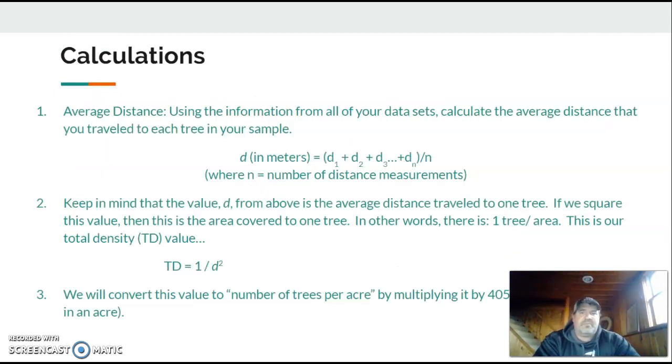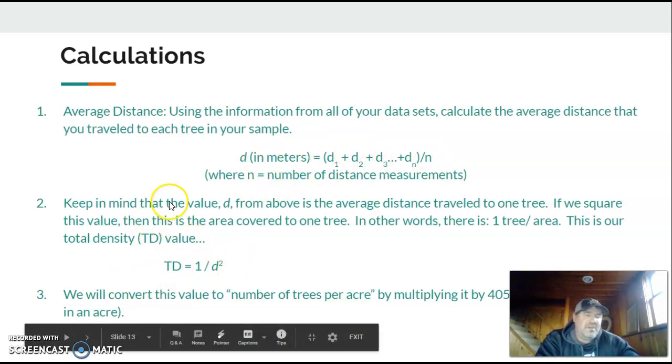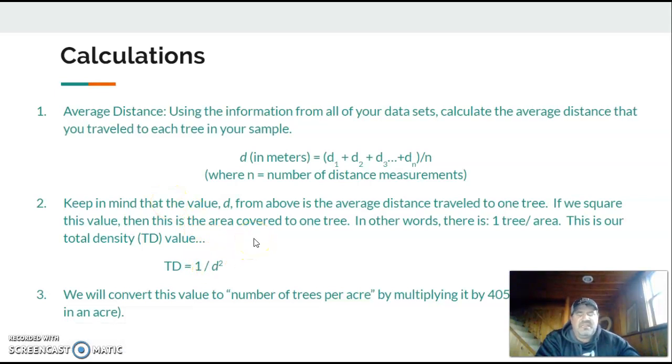So ultimately what you're going to do is figure out your calculations. You're going to calculate your average distance in meters to any tree in your plot. So you had 16 trees, you divide by 16, and so you're going to get an average distance. And then you're going to figure out the density of the trees by using that average distance.